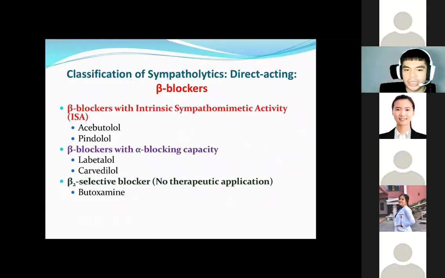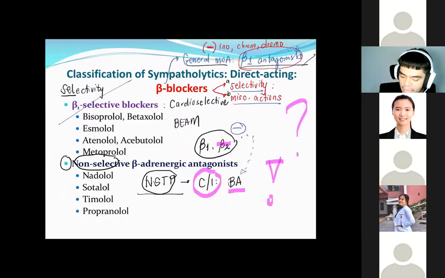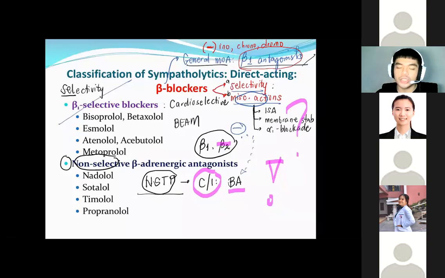Next, bago tayo mag-proceed sa aspetong ito, dito muna tayo sa introduction ng based on miscellaneous actions. Guys, based on miscellaneous actions, ibig sabihin yan, on top of beta-1 blocking effect, may iba pa silang activity. Meron tayo mga beta blockers na merong ISA, membrane stabilizing action, and alpha-1 blockade.